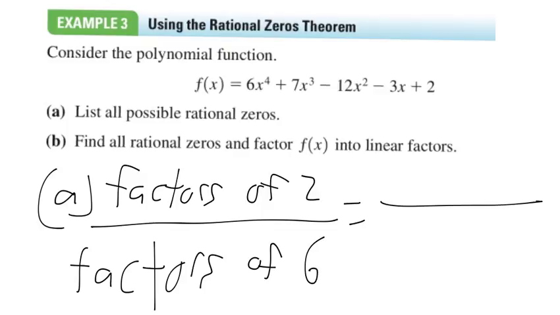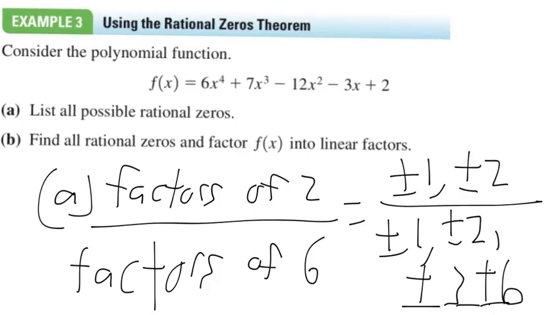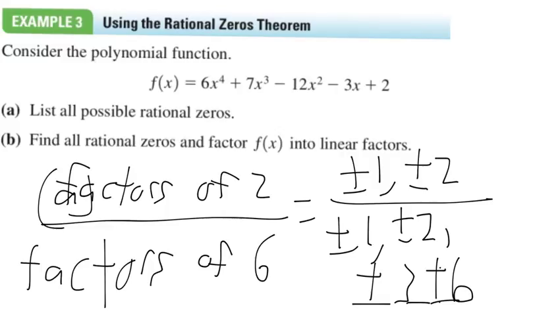Now the factors of 2 are positive or negative 1 and positive or negative 2. Factors of 6 are positive or negative 1, positive or negative 2, positive or negative 3, and also positive or negative 6. So when we divide these, we would have positive or negative 1 over 1, which would be positive or negative 1. Then our other factor of 2, which is positive or negative 2. 2 divided by 1 is 2.